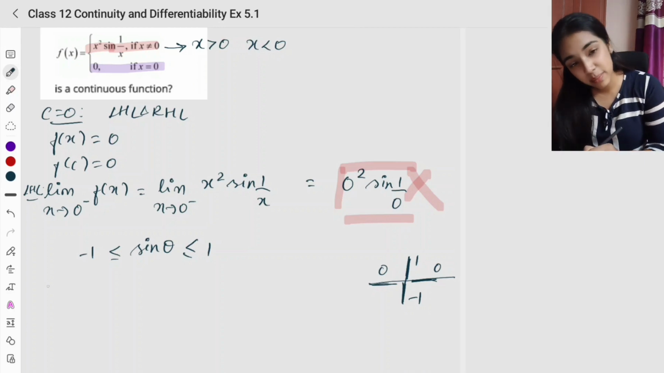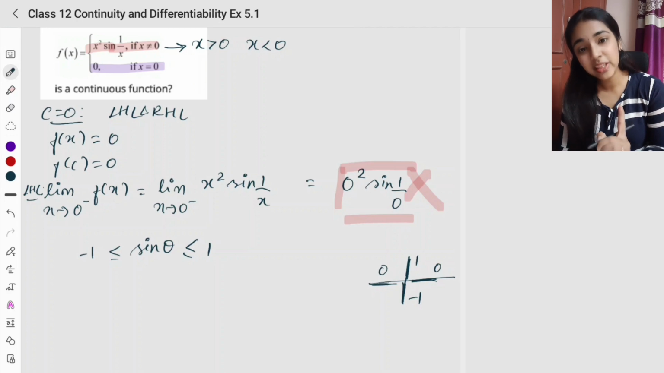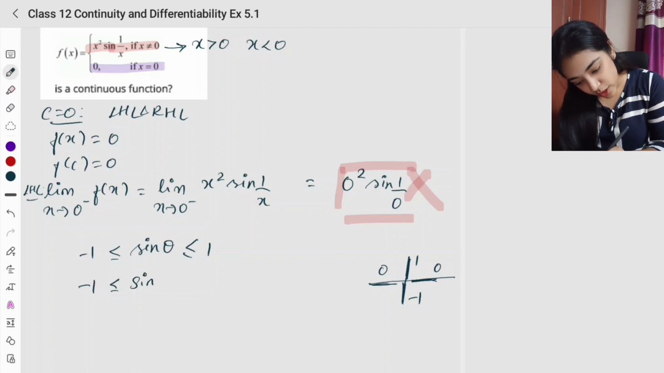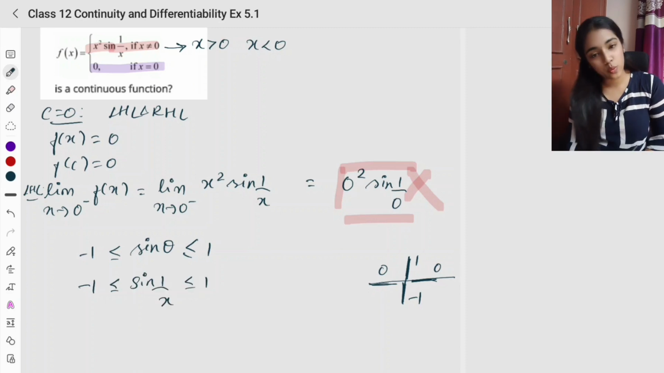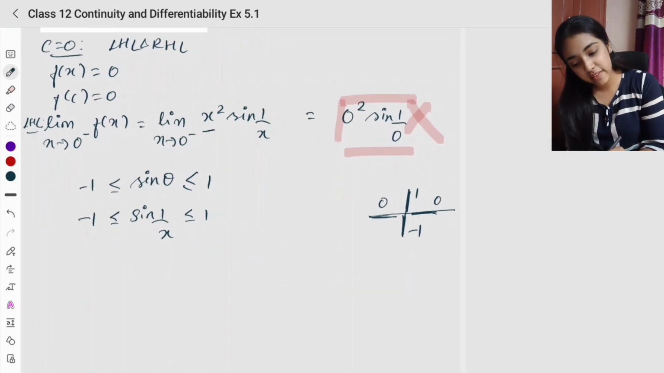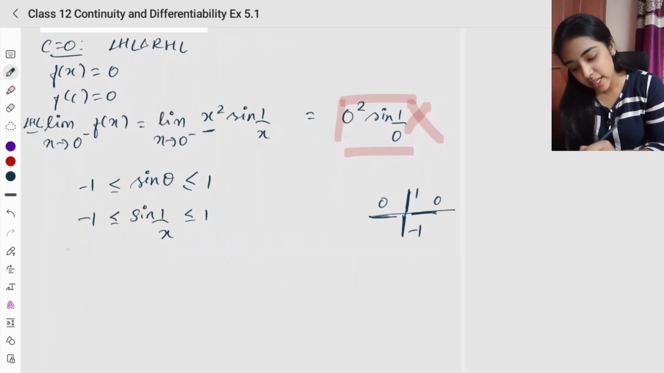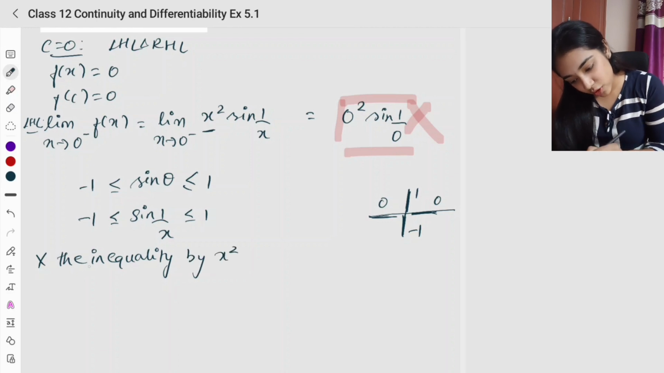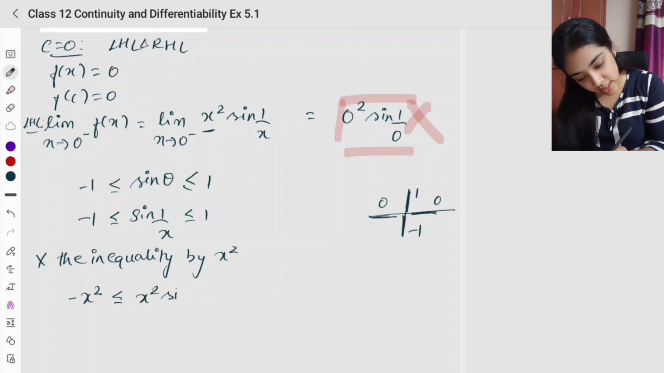Correct? Now I am going to multiply the entire inequality with x square. Why am I going to do this? What is my sine theta in this case? It is going to be -1 less than or equal to sine 1 by x less than or equal to 1. If I need an x square, you see that I have an x square here. So I need an x square in the equation. So I am going to multiply the inequality by x square. So what happens when we multiply? I am going to have minus x square less than or equal to x square times sine 1 by x less than or equal to x square.